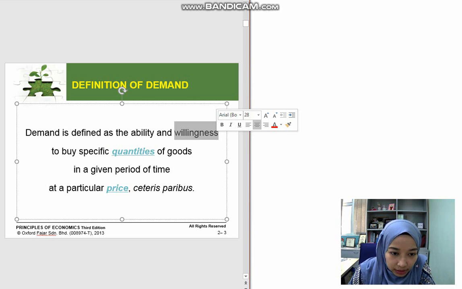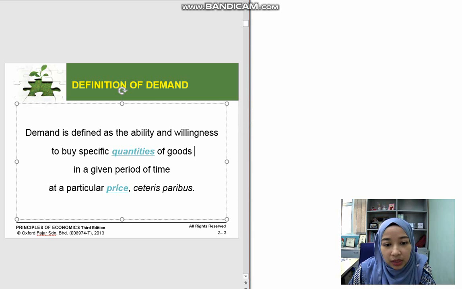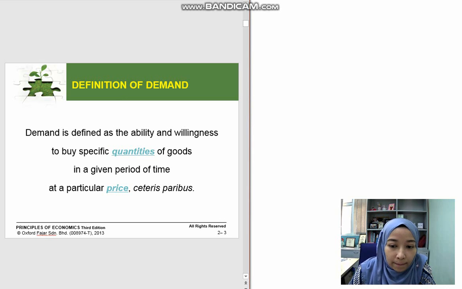If the product is sold, for example, a piece of cloth is sold at 20 ringgit, and you want to buy that cloth at 20 ringgit, you must be able, meaning you can afford to buy, you have that 20 ringgit with you, and you want that particular cloth. Then we have demand. So demand is about ability and willingness to buy a certain product at a certain price. Then you already have demand in an economy by consumers. So demand is made by consumers.